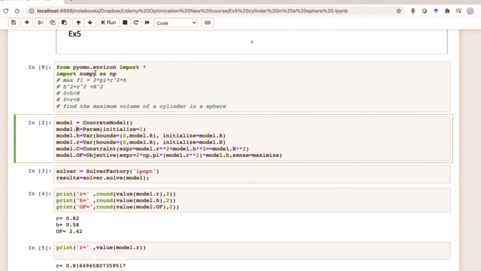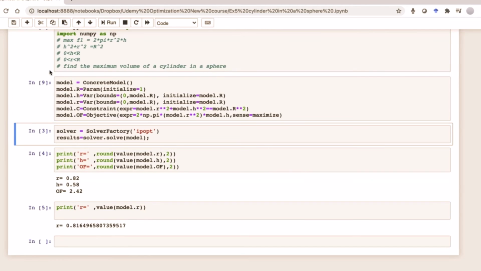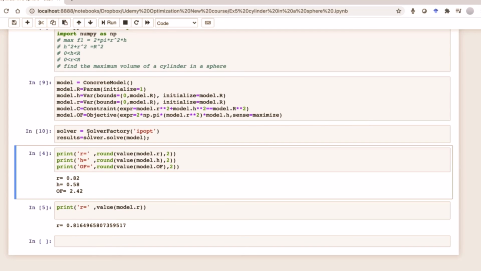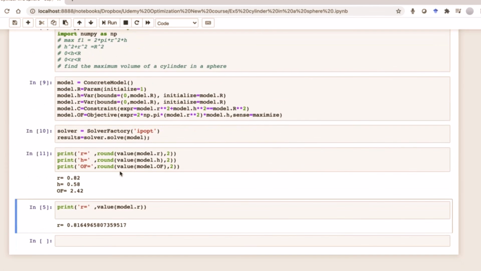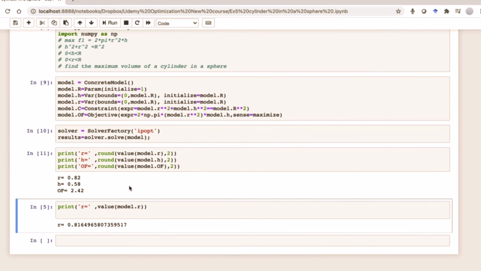Let's run each tab separately. I run the first tab and then the second tab, and you see the number increases after running that. And then I use this tab. After passing this tab, the optimization is solved and everything is stored here in my model, and we can print the output. The r value is 0.82, h is equal to 0.58, and the objective function is 2.42, and I have used 2 decimal points for rounding purposes. If you don't want to use the round function, you can easily print the whole number here.